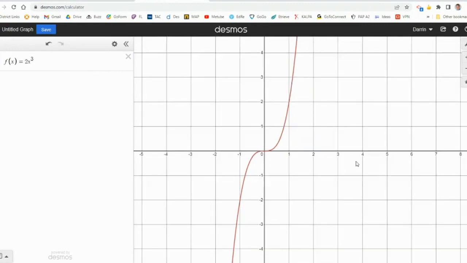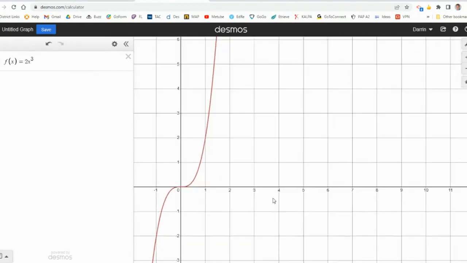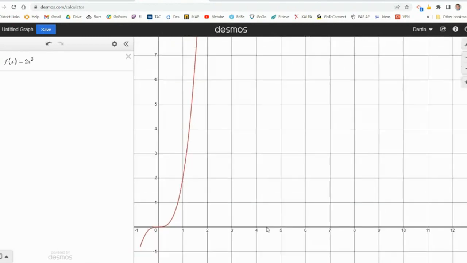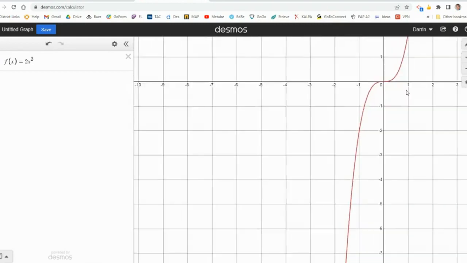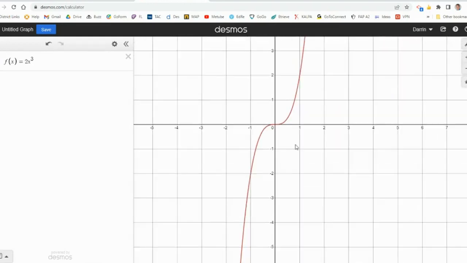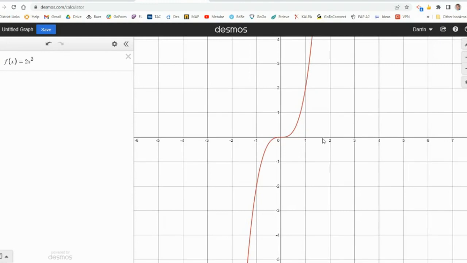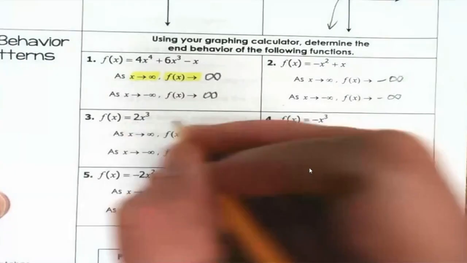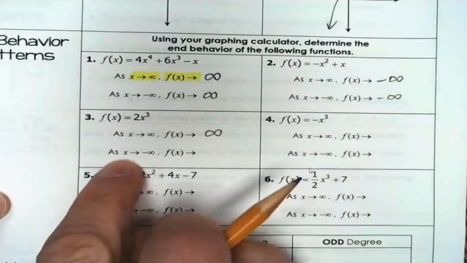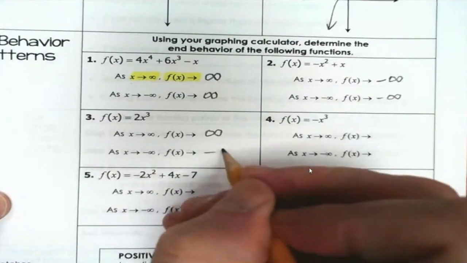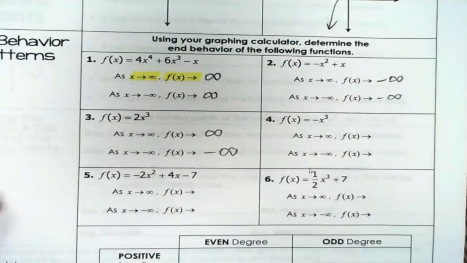So as x goes towards infinity this way, this is going up towards infinity. As x moves towards negative infinity, this one's going down to negative infinity. So this one works the same as x to the third. It goes to infinity, and as x goes to negative infinity, the function also goes to negative infinity.